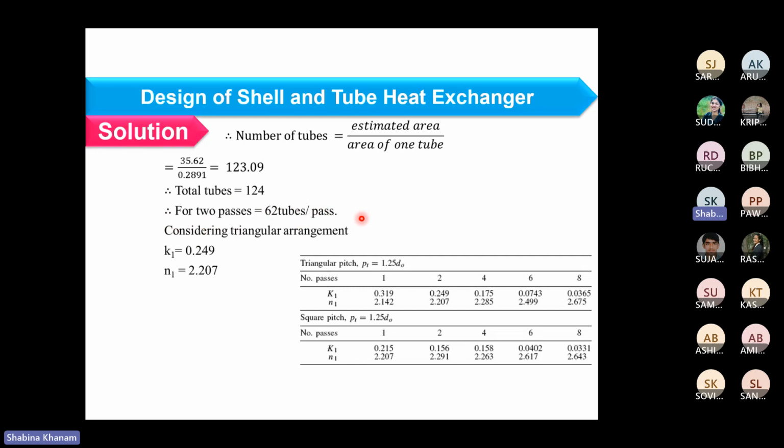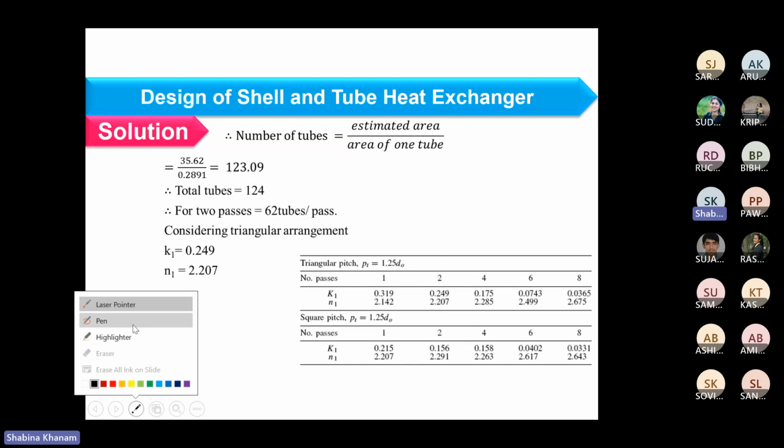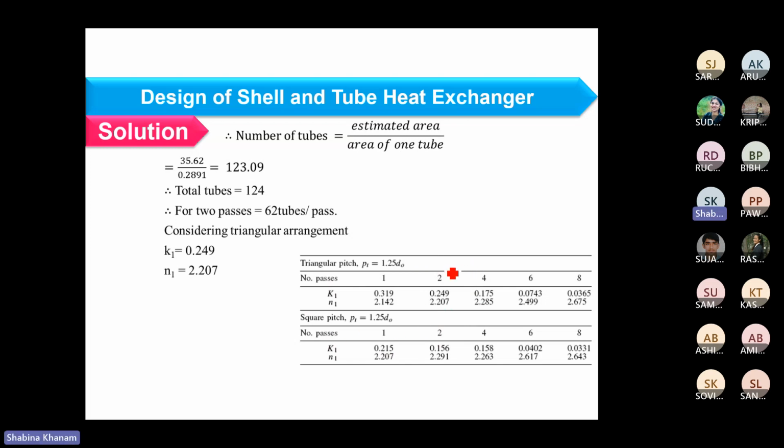Once I have this number of tubes, we need to proceed to shell dia calculation, and for that we need to calculate bundle dia, and for bundle dia we need the K1 and N1 values. If you can see, I have 2 tube passes. So we can choose this value. Why only this? Because we are assuming triangular pitch.